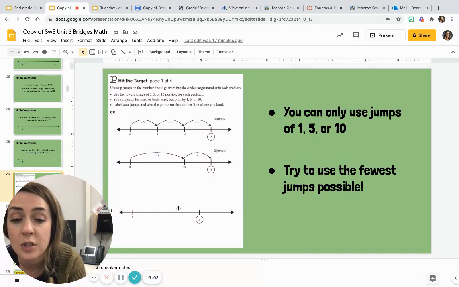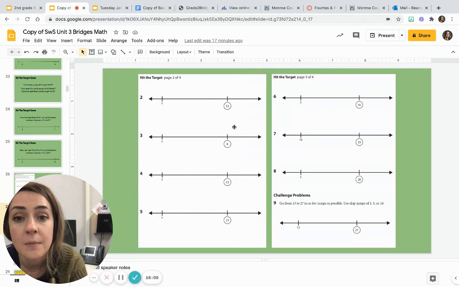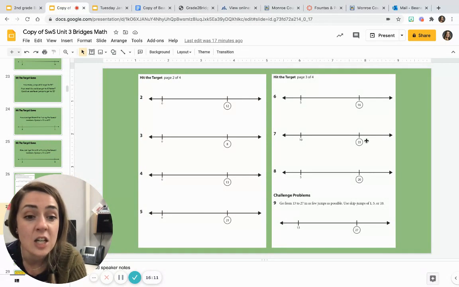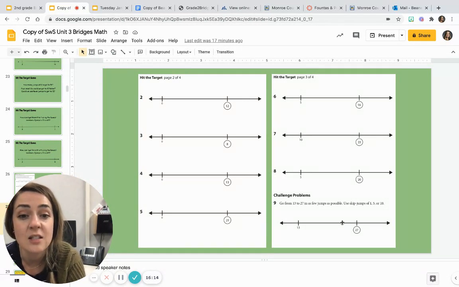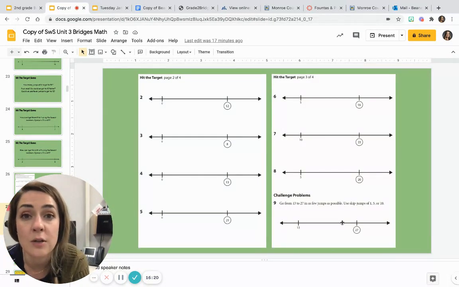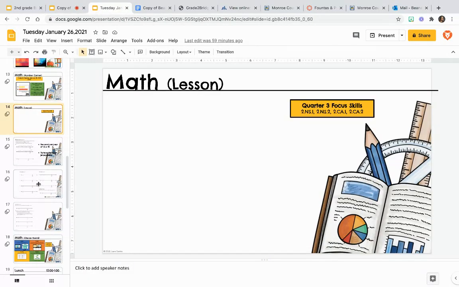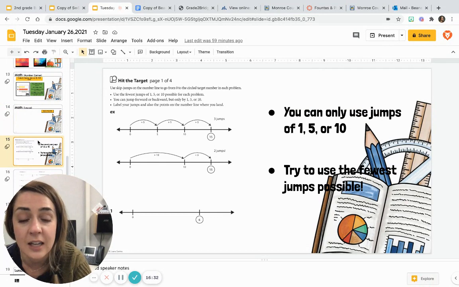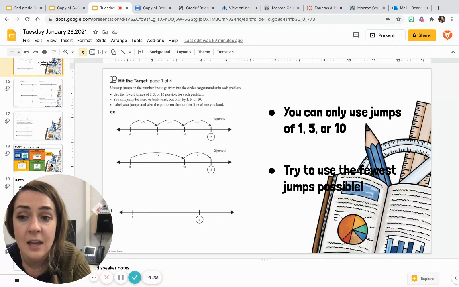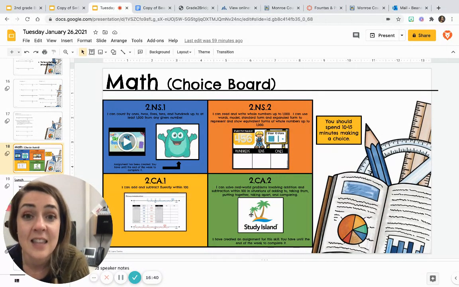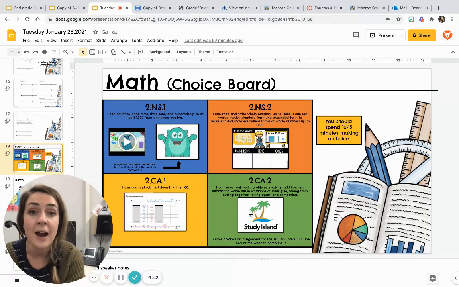Okay, so you'll do as few jumps as possible for 6, 12, 8, 13, 21, 16, 23, 20, and then there's some challenge problems. Okay, you don't have to do the challenge problems, but I at least want you to do 1 through 8 of the independent practice. And then you may make a choice board choice. So here are the papers that I was just talking about and showing you. They look a little bit different on our math. And then again, these are our choice board choices. There's 2 assignments that you need to get through by the end of the week, and then there's some other practice for you to do.